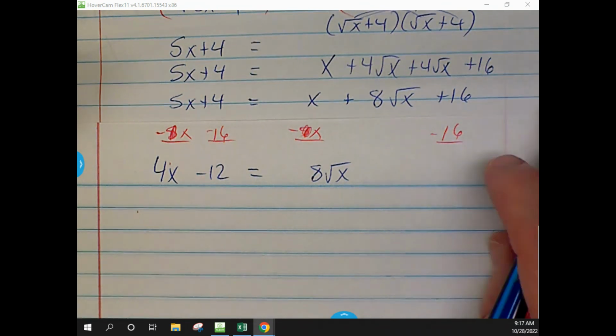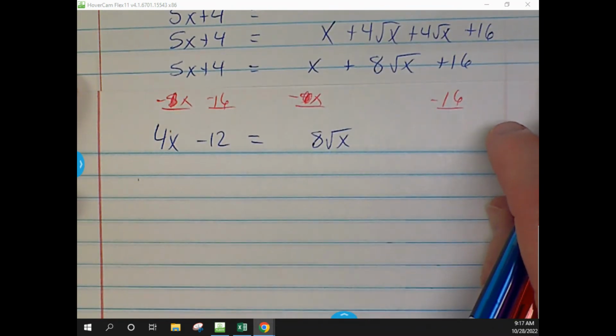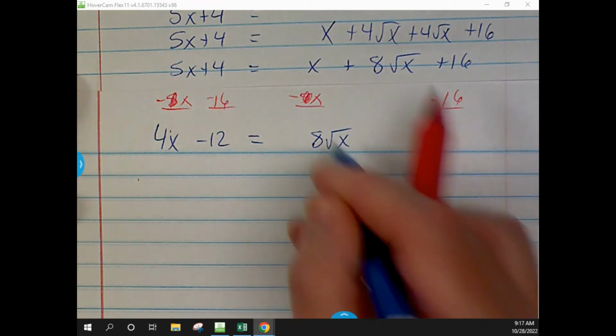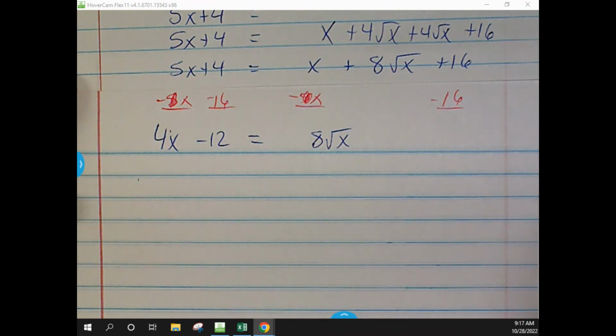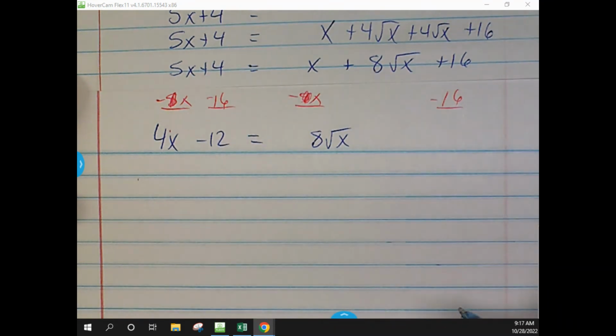And you can do this one a couple of different ways. Because if you divide by 8 here, we can get the x by itself. But if you do that over here, you're going to wind up with fractions, right? And we don't like fractions. So let's make this as easy as we can.